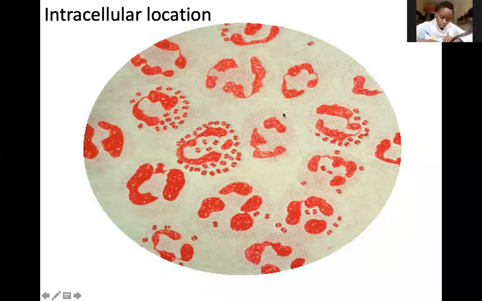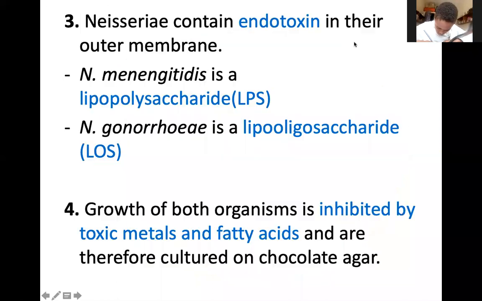From this, if you get a CSF specimen from a suspected meningitis patient and you get such a picture, remember CSF is a sterile body tissue. So the presence of these gram-negative diplococci is a preliminary diagnosis for meningococcal meningitis. So a gram stain from a clinical specimen is an important pointer, even as you wait for your culture results.